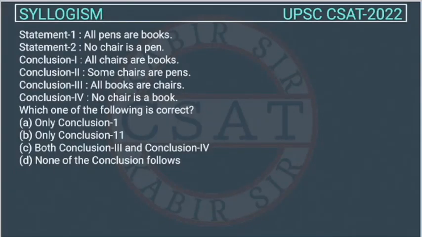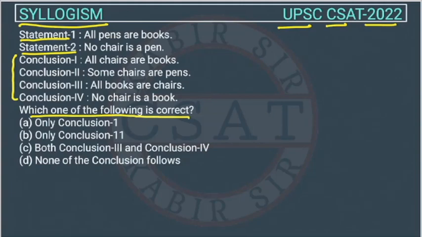So this is a question of reasoning from the syllogism chapter asked by UPSC in their CSAT paper of 2022. In these kinds of questions, statements 1 and 2 are given, and these are the conclusions. We have to find which conclusion follows from these two statements. We will use the Venn diagram to solve these questions.